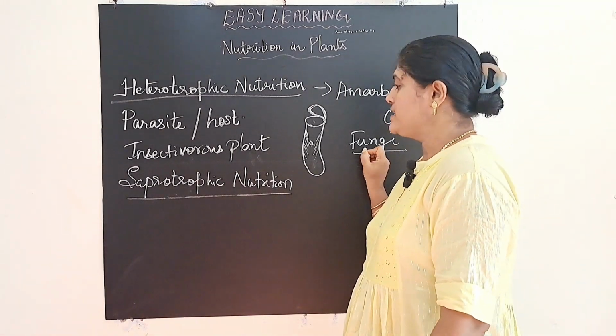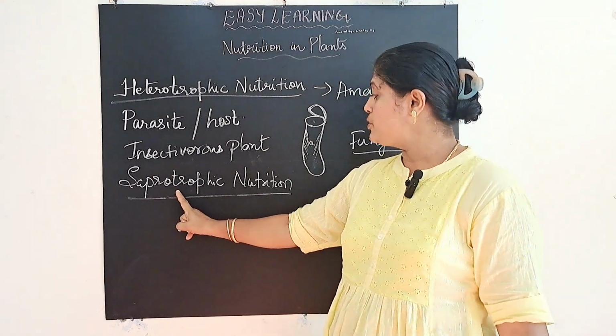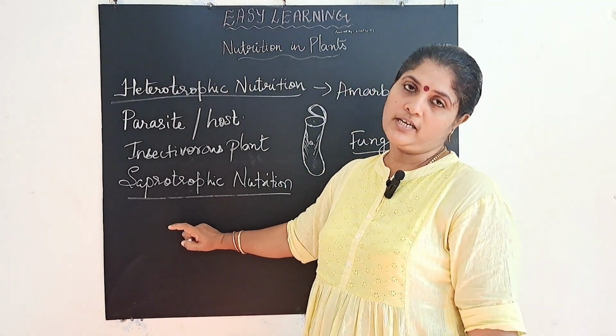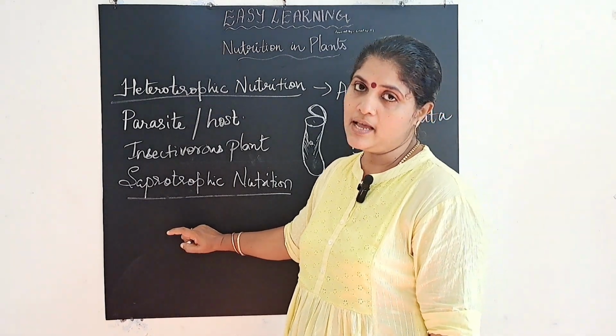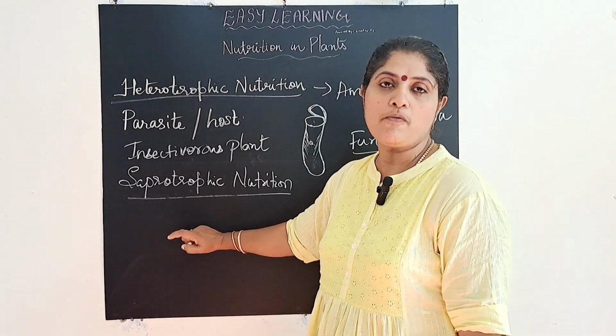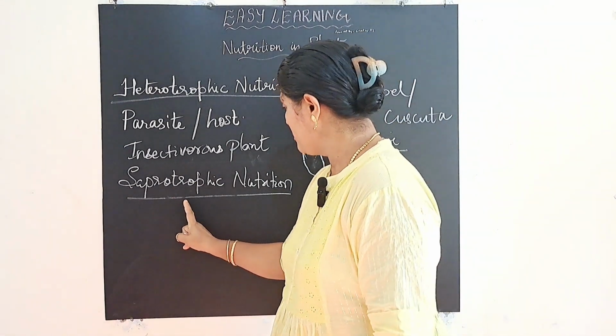So, these organisms also undergo the saprotrophic mode of nutrition. So, what is meant by saprotrophic mode of nutrition? The mode of nutrition in which the organism obtains the nutrients from the dead and decaying organic matter in the form of solution is known as saprotrophic mode of nutrition.